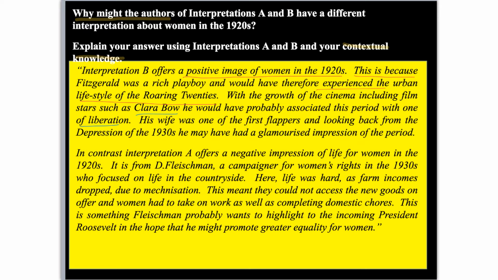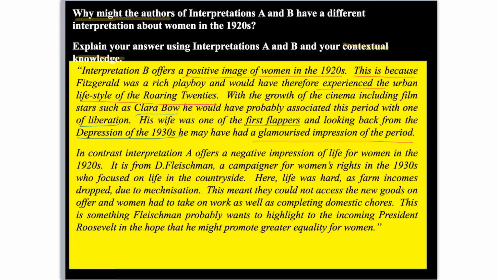So a quick reference to one of the major film stars, a female from the period, and therefore trying to link his idea of the 1920s being an opportunity for women to that. Again, linking it back to the idea of also the ascription. His wife was one of the first flappers that was around, and looking back from the depression of the 1930s, and there's that contextual knowledge again, he may have glamorized the impression of the period. So you can see it's not a lot of contextual knowledge that you need to provide, it's just a bit of understanding as to why he might have that particular interpretation.